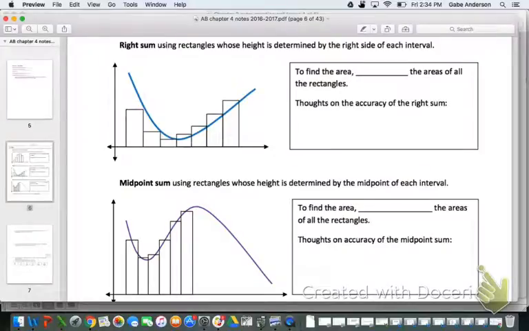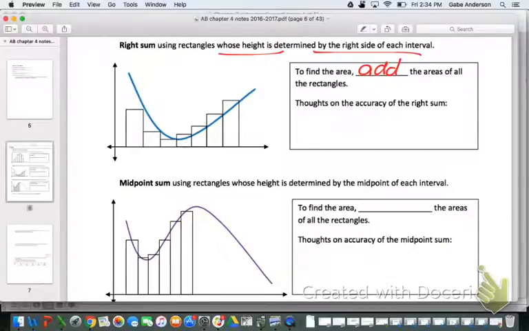All right, we're going to look at two other sums here, the right sum and the midpoint sum. Let's focus on the right sum first. A right sum is an approximation for area using rectangles whose height is determined by the right side of each interval. So if you compare this back to the one we just looked at, you can see how it's the right side of the interval that determines the height of each rectangle, versus the previous one, which was a left sum. And as before, if we wanted to approximate the area, we would take all of those rectangular areas and add them up.